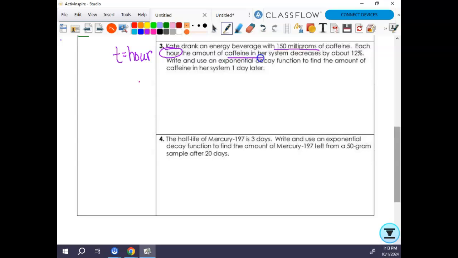The amount of caffeine in her system decreases by about 12%. Write and use, and okay, then again, it says exponential decay. I should have taken that stuff out too, because the likelihood of them telling you you're doing growth or decay is highly unlikely, but hopefully you can figure that out. And then it says 1 day later. Now, this is different units. However, when you're converting hours to days, it's, huh?